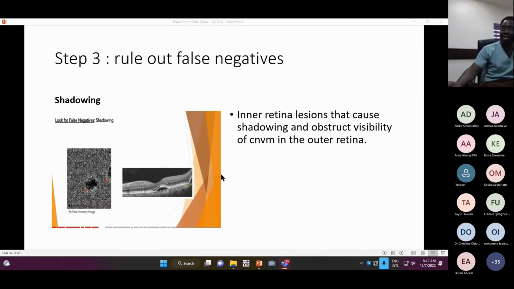This is like a Mendoza pattern. And also step 3, look for false negatives. False negatives are things that can mimic. There's a choroidal neovascular membrane, but things are covering it. One of them is shadowing. Inner retinal lesions like exudates can cause shadowing where there's a choroidal neovascular membrane and you may not see it. So look out for that.